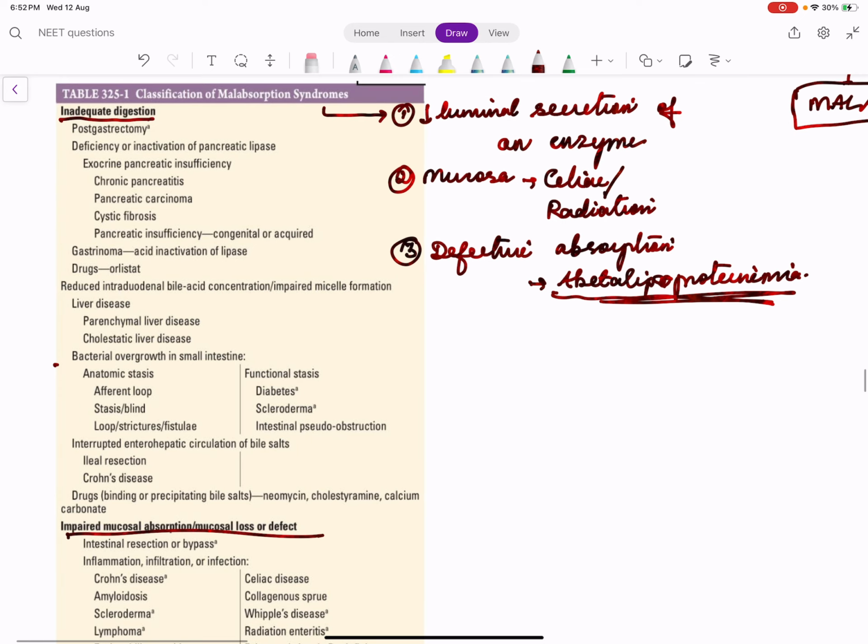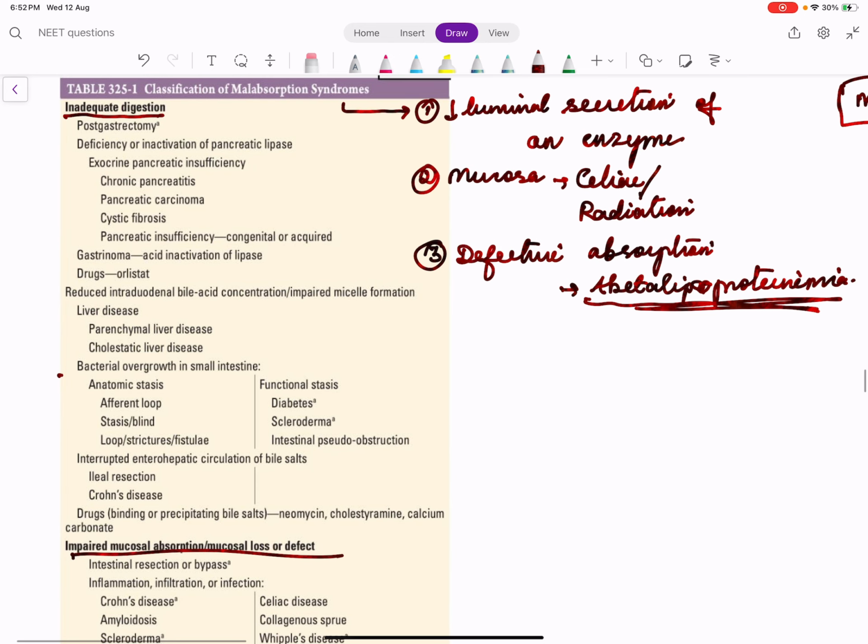So maybe we'll go through some diseases. Exocrine pancreatic insufficiency is one important disorder causing malabsorption, due to reduced secretion of enzymes. An example is chronic pancreatitis. Remember, when there is chronic pancreatitis, there will be exocrine pancreatic problems as well as endocrine pancreatic insufficiency. Endocrine pancreatic insufficiency means there is reduced insulin, so it leads to diabetes, pancreatic diabetes. And chronic pancreatitis causes exocrine deficiency, causing diarrhea or steatorrhea. Pancreatic CA and cystic fibrosis are other important diseases.